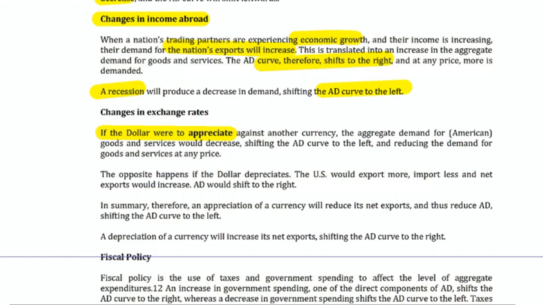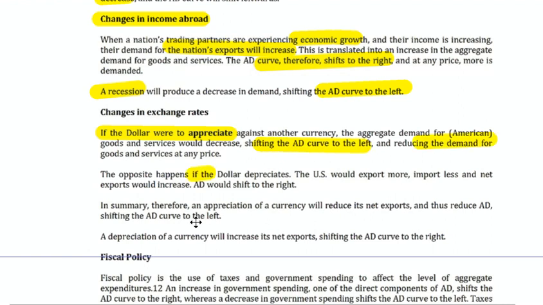Now the problem is a very strong domestic currency makes it difficult for foreigners to purchase your domestic goods, because your currency is so strong. They need to spend so much more to buy your domestic goods. That will shift the demand curve to the left, reducing demand.